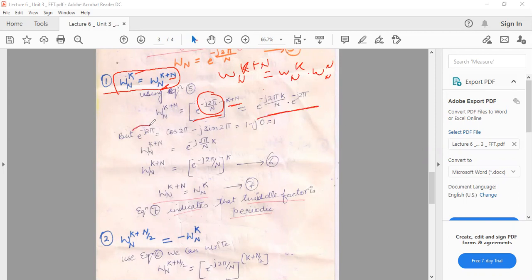We also know that e raised to the power minus j theta is equal to cos theta minus j sine theta, right? By using this polar representation, we get that e raised to the power minus j 2 pi is equal to 1, because cos 2 pi is 1 and sine 2 pi is 0. So we will replace this particular part with 1.